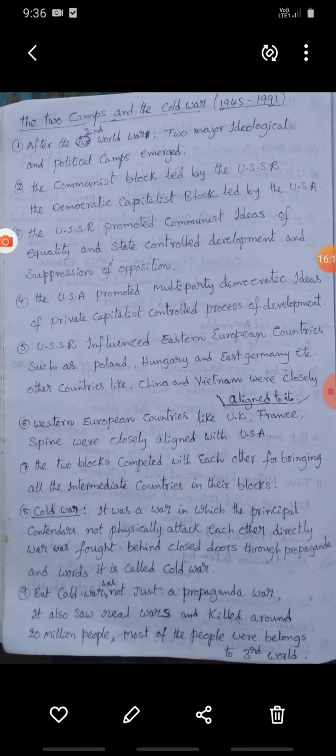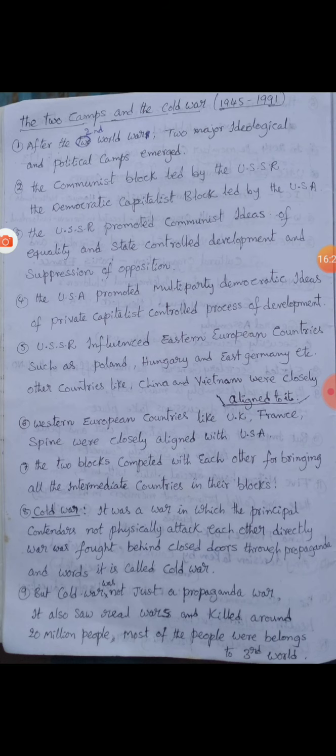But the Cold War was not just a propaganda war, it also saw real wars and killed around 20 million people. Most of the people belonged to the third world. Third world means the more than 100 newly independent countries that got independence.